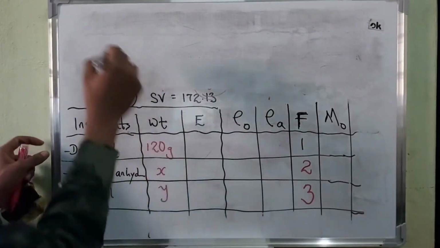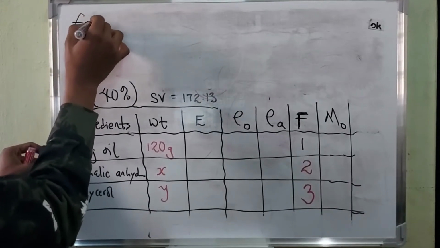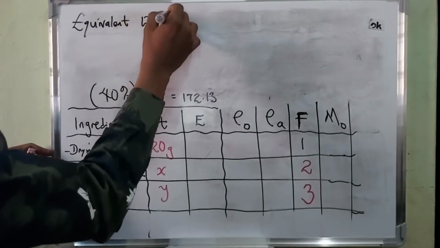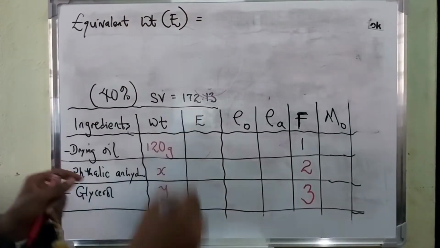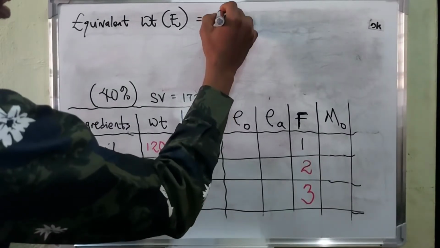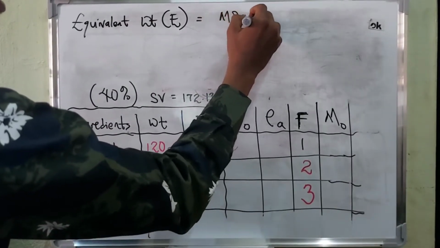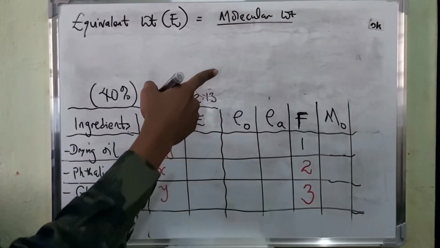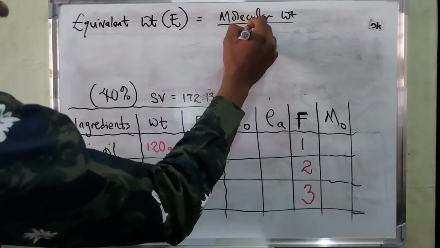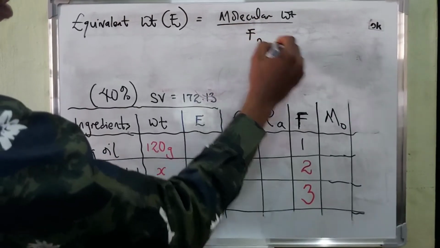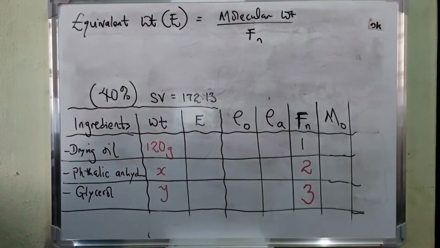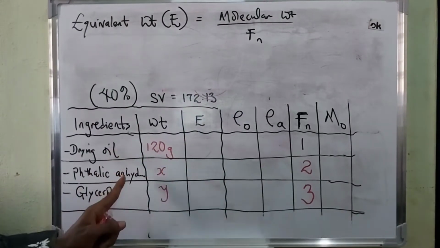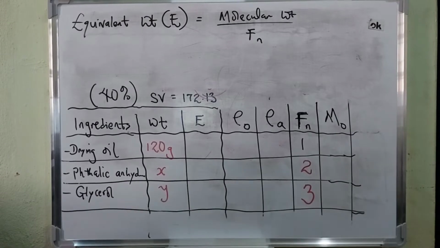So now to calculate the equivalent weight, which is E, the formula is given by molecular weight over functional group. That's the number of functional groups, F. We call this Fn, the number of functional groups. This is how we find the equivalent weight for drying oil, phthalic anhydride, and glycerol.